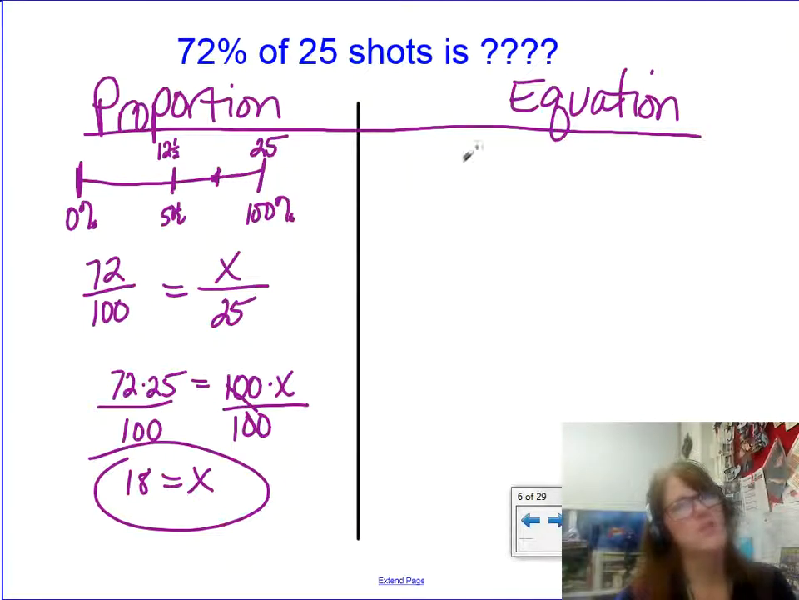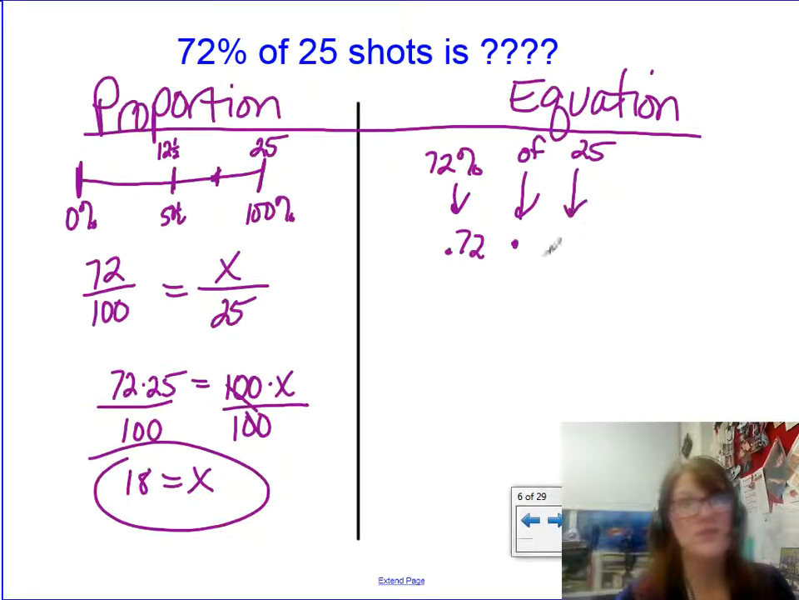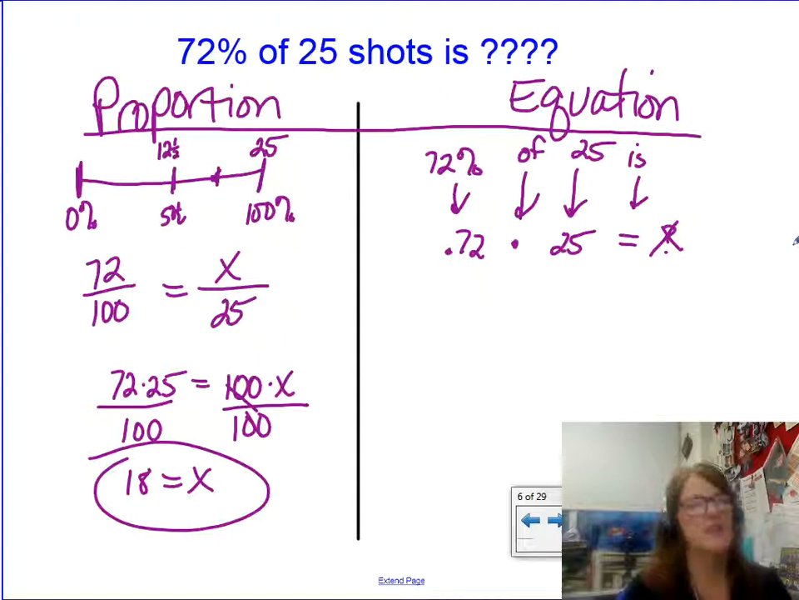of 25 shots is what? 72% becomes a decimal, 0.72. The "of" translates into multiply. 25, that just stays 25, is my equal sign. And this is what I don't know. Okay, if you want to put X there, that's fine, or pick a variable, that's fine.